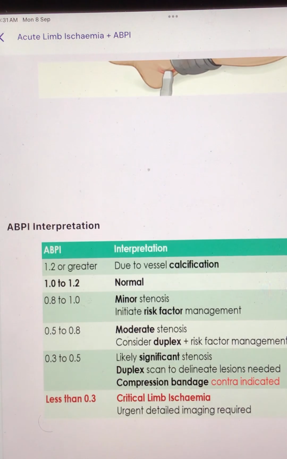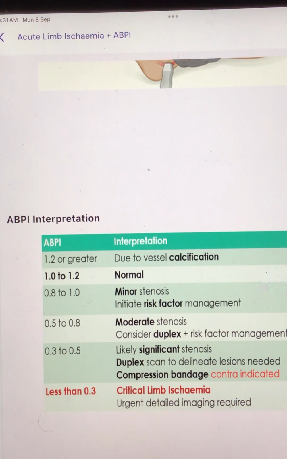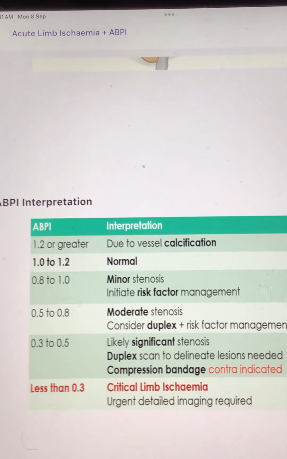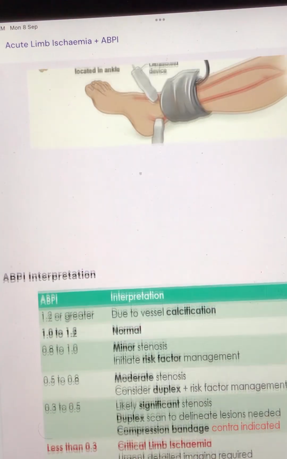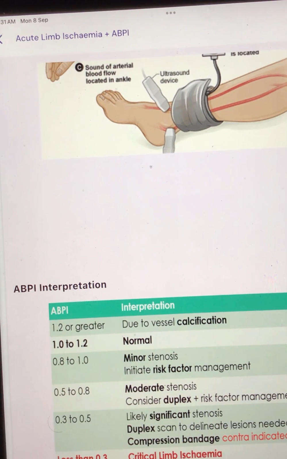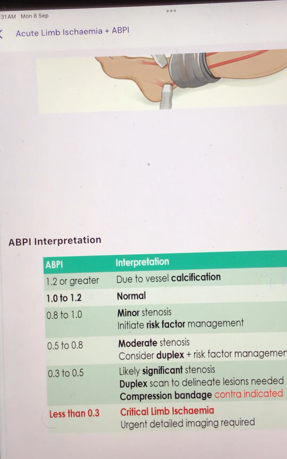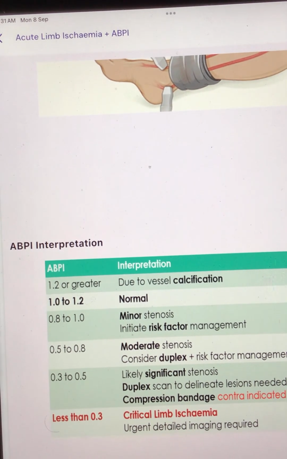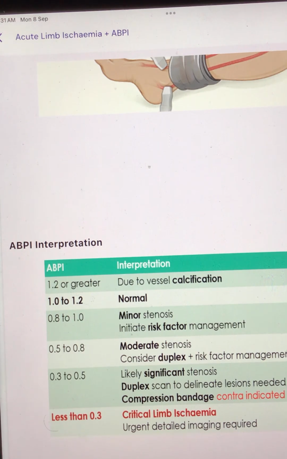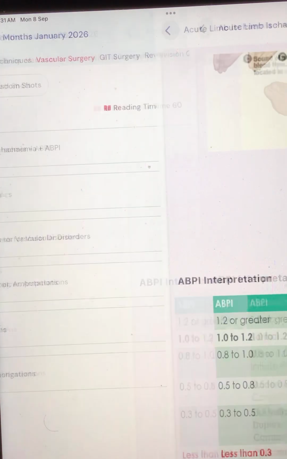If you see the different levels, normal is 1 to 1.2. Figures are 1 to 1.2 is normal, 0.8 to 1 is mild, 0.5 to 0.8 is moderate, 0.3 to 0.5 is significant, and less than 0.3 is very critical limb ischemia. So duplex scanning to detect lesions, and a compressive bandage is needed. So this is acute limb ischemia.